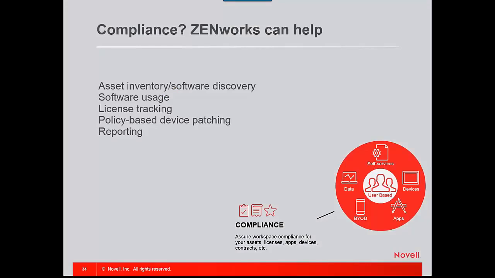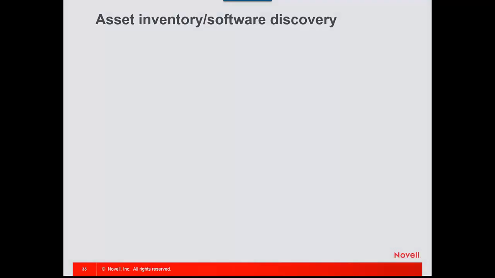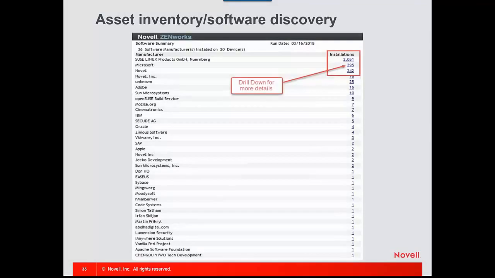The first one is asset management, software license tracking, policy-based patching, and reporting. So let's go into that, okay? Let's talk about compliance with asset management and software discovery. What if you could go into your environment and discover what manufacturer products are installed on your devices? Something that will give you a view of the magnitude of what's actually there.